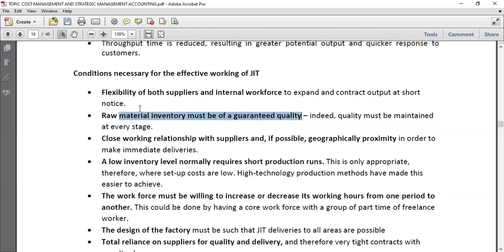Raw material inventory must be of guaranteed quality. Of course, remember we said JIT works hand in hand with TQM, total quality management. So we don't want to have returns in the process. If goods have been brought for production, they should move systematically across the production process, okay? And then also we should have a good working relationship between suppliers, knowing that they can do immediate deliveries as and when we need it, okay?